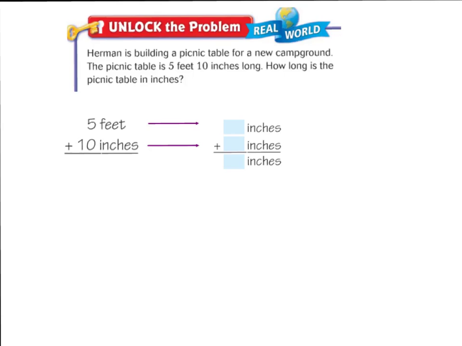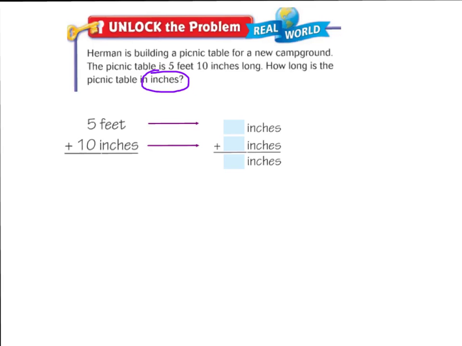Now this first question is not in your Go Math book, so I just want you to watch and listen to see what our lesson is going to be all about. It says, Herman is building a picnic table for a new campground. The picnic table is 5 feet, 10 inches long. How long is a picnic table in inches? I'm going to take my colored pencil and circle the word inches because that's what it's asking me to find, inches.